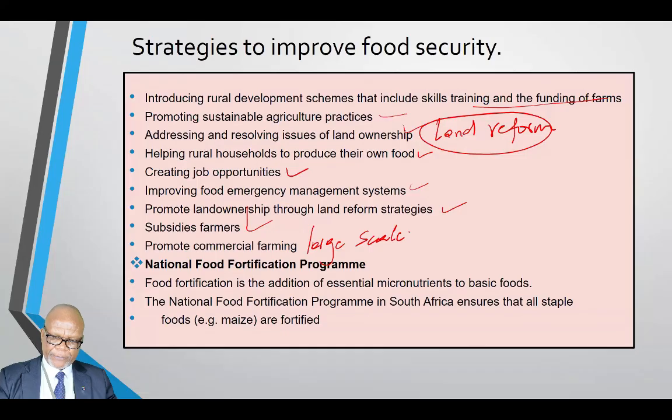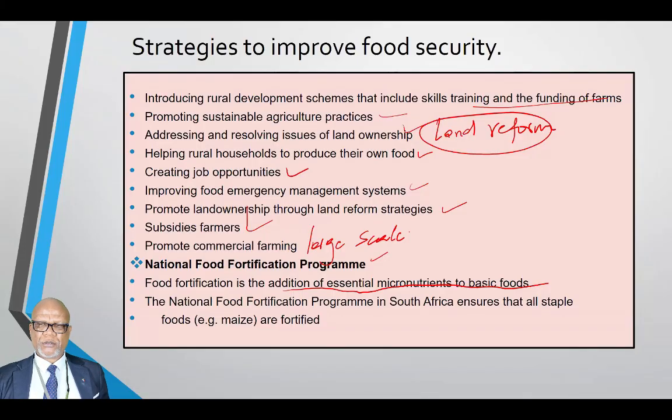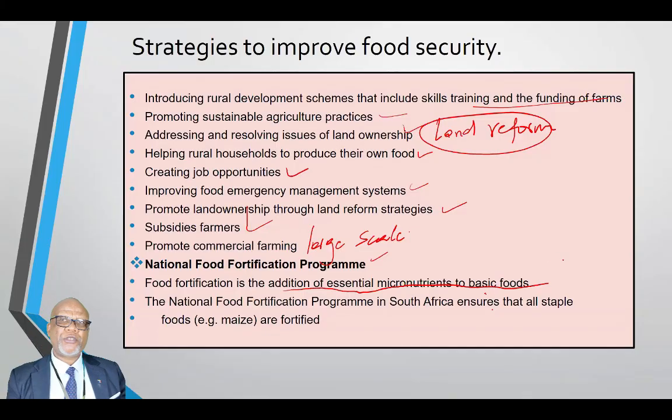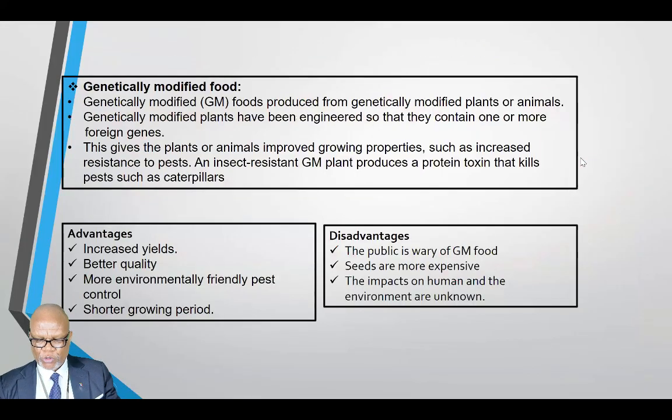And now, National Food Fortification Program. What is this National Food Fortification Program? This occurs when additional essential micronutrients are added to food. So we have the food, but what are we doing there? We're adding more nutrients to that particular food so that it is more nutritious to people. Then people can be healthier. So that is what we call food fortification. If you forget food fortification, you can say adding more nutrients to available food.